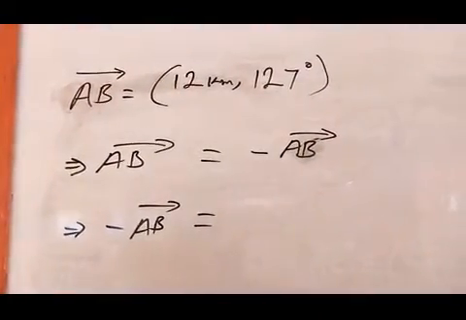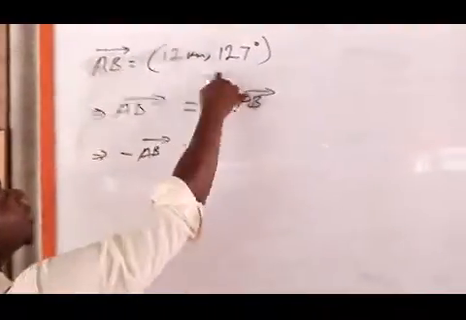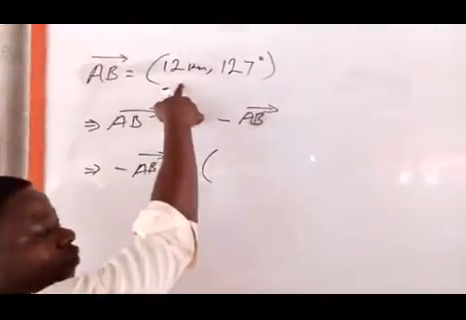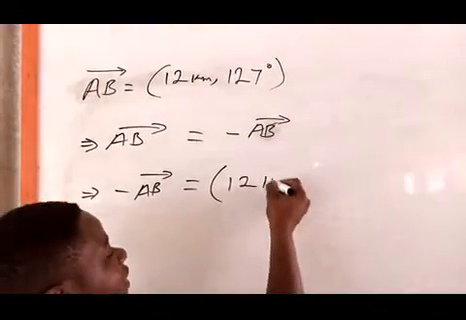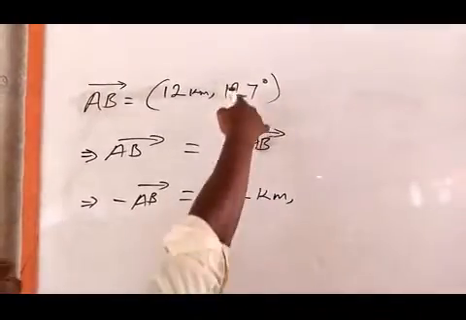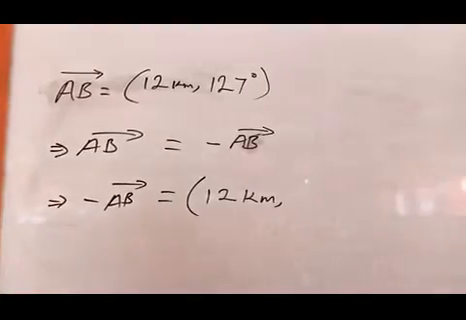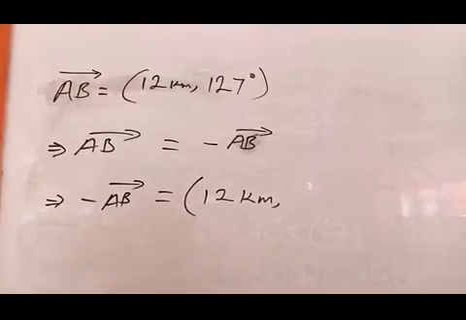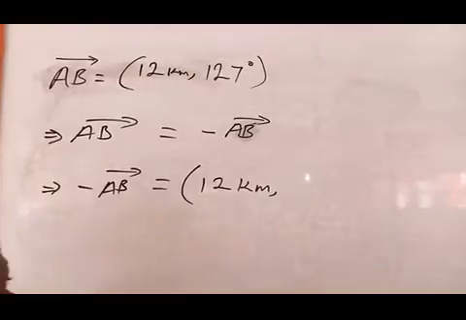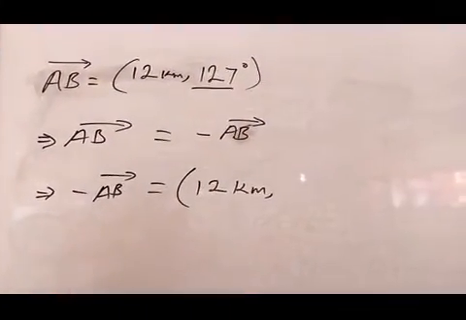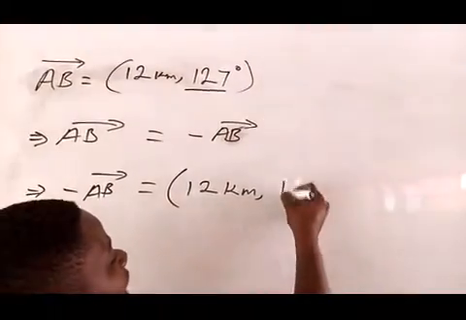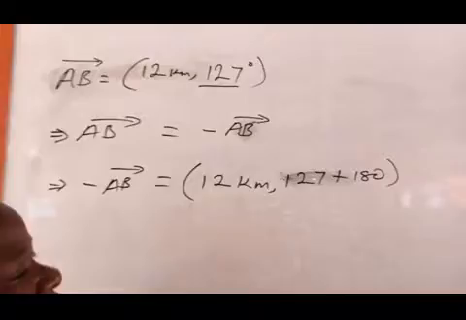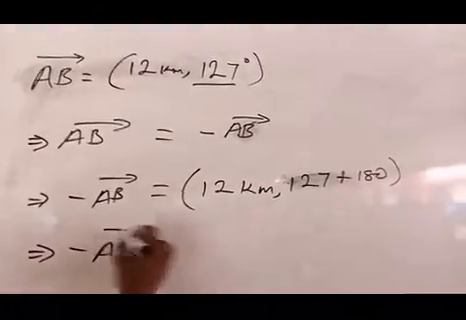Now, with this part understood, this is how we go about applying the negative on the magnitude bearing form. The kilometers, or the distance, in other words the magnitude, is not touched. It is maintained as it is. But for the bearing, this is the condition we use. If the number in the bearing is more than 180, we subtract 180 from it. But if it is less than 180, we add it to 180. The number here is definitely less than 180, so we add 180 to it. So it's going to be 127 plus 180. That is what will give us the negative form of the vector AB.